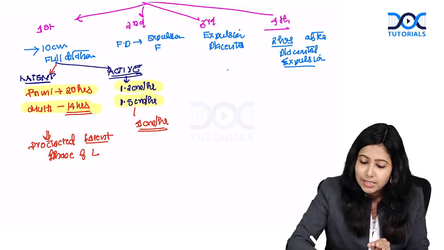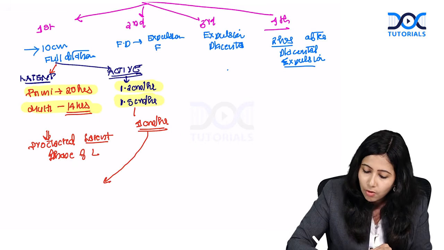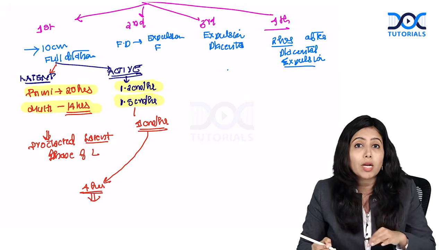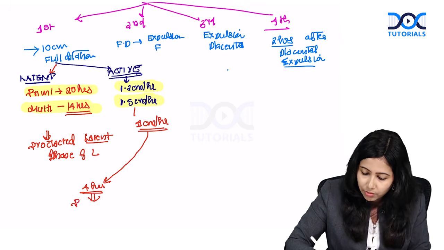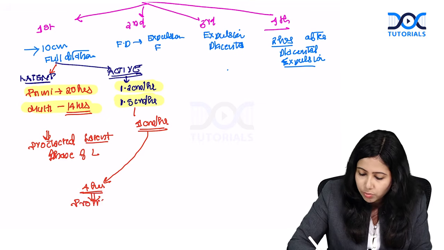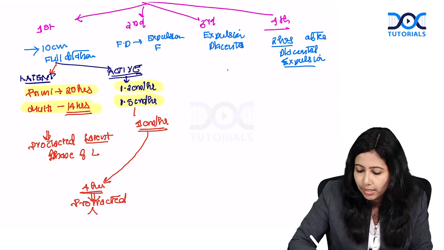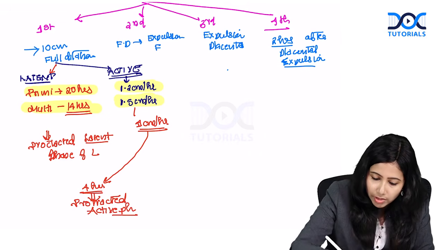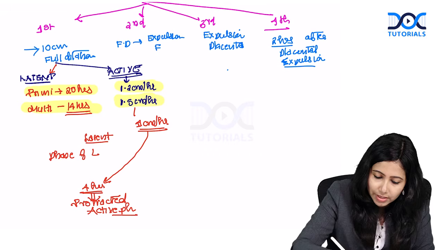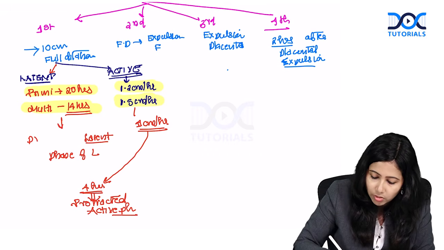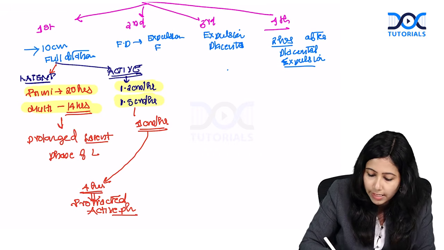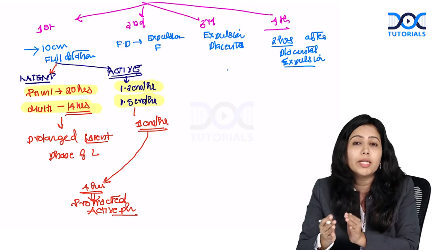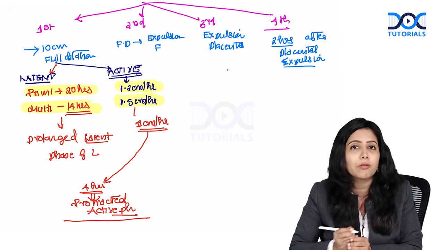So, if it is less than 1 centimeter per hour for 4 hours, we call it protracted active phase. Whereas this is commonly known as prolonged latent phase. This is commonly known as prolonged rather than protracted. This is prolonged latent phase, protracted active phase.